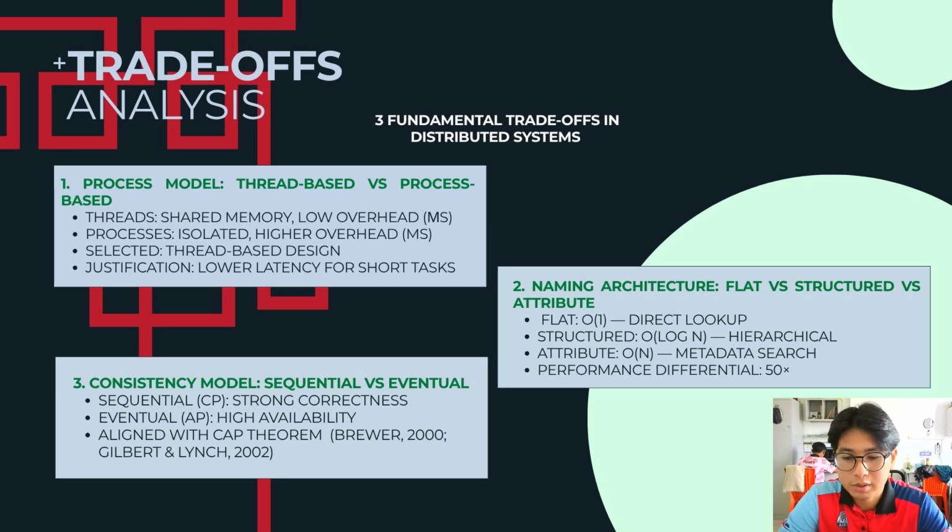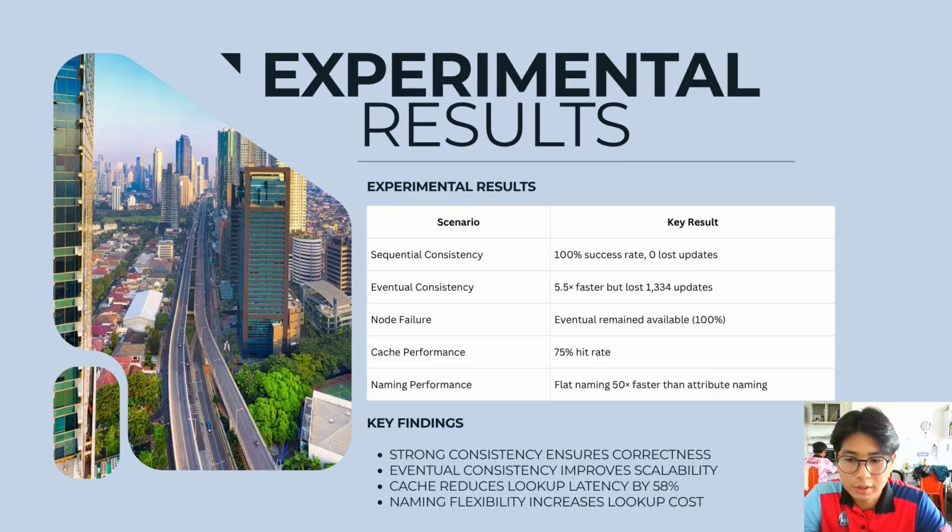Finally, we compare sequential consistency and eventual consistency. Sequential consistency guarantees correctness but introduces higher latency. Eventual consistency improves speed and availability but may temporarily return stale data. These trade-offs became one of the most important findings of our project. To evaluate our design decisions, we conducted several experiments.